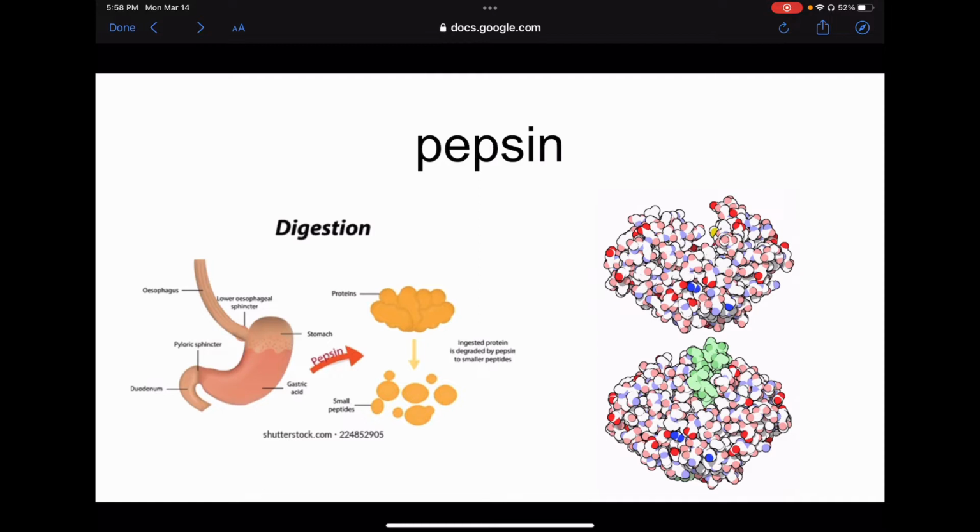Pepsin functions best at these pHs because the carboxylic acid group on the amino acid in the enzyme state must be protonated.